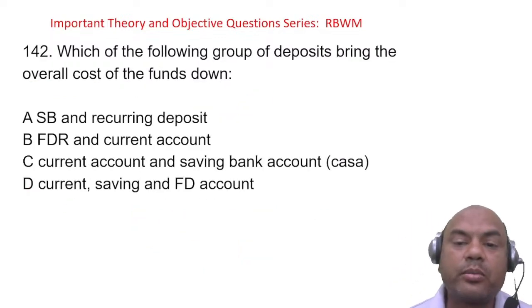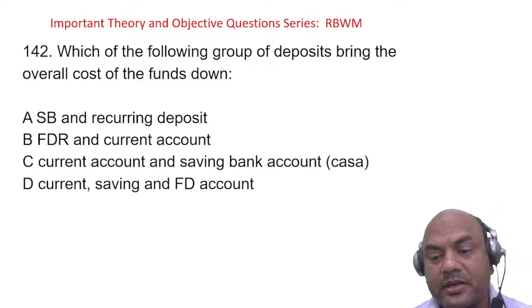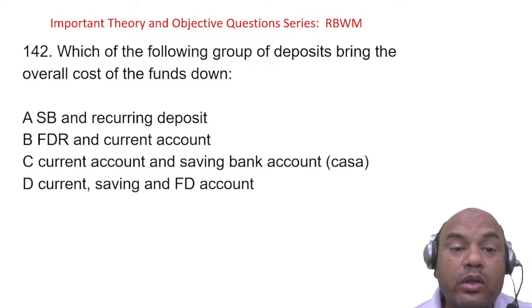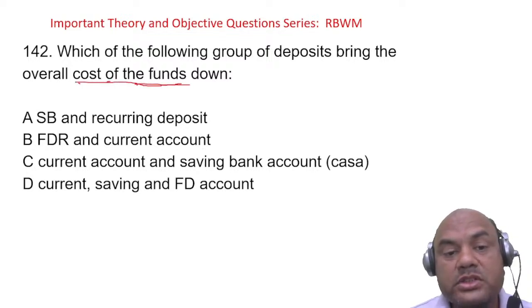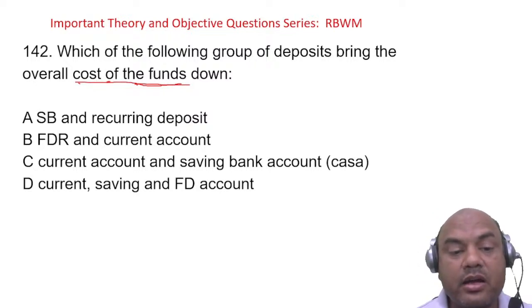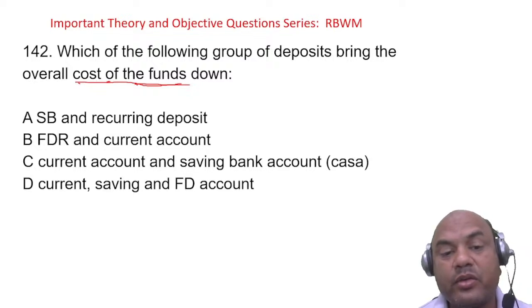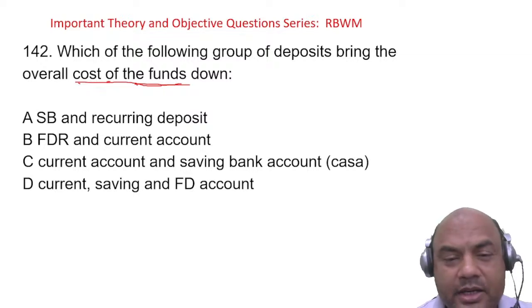Which of the following group of deposits? Now you read this. Let me check the time. Which of the following group of deposits bring the overall cost of the funds down? Cost of the funds down. Very important part in banking nowadays. Cost of funding. Savings and recurring. FDR and current. Current and savings, CASA. Current, savings and FD. Who brings the cost of funds down? Very, very, very basic and important question.